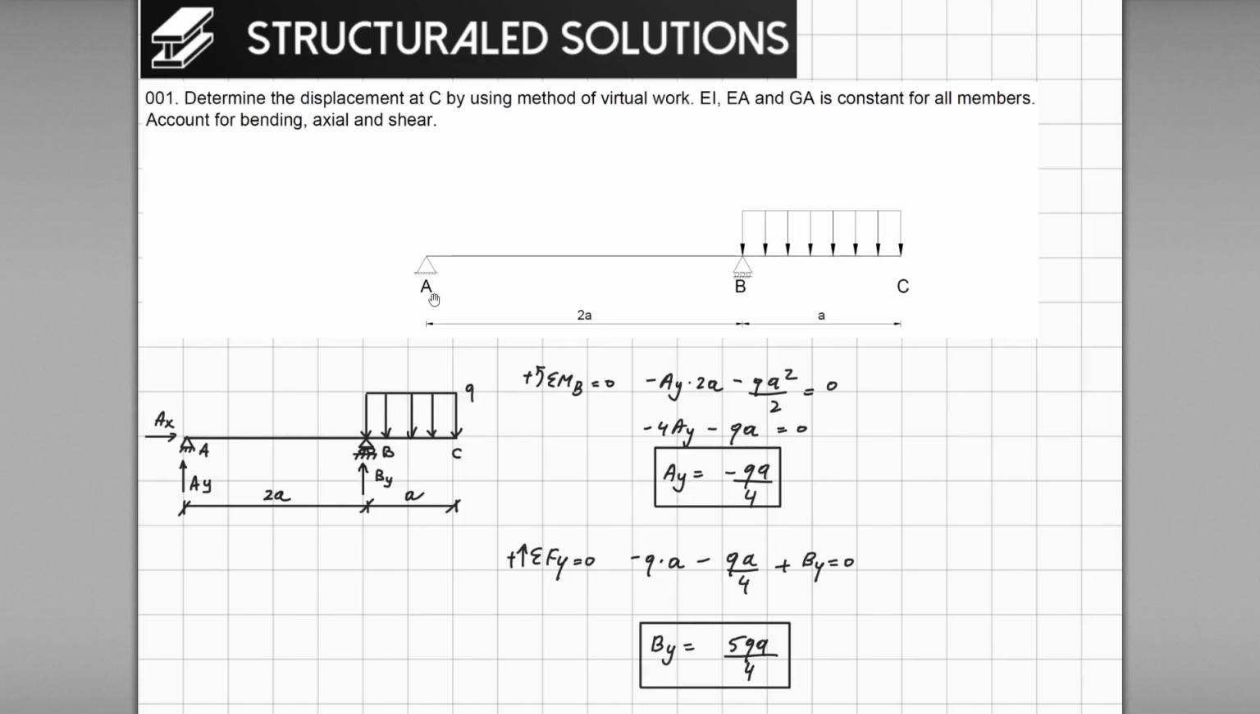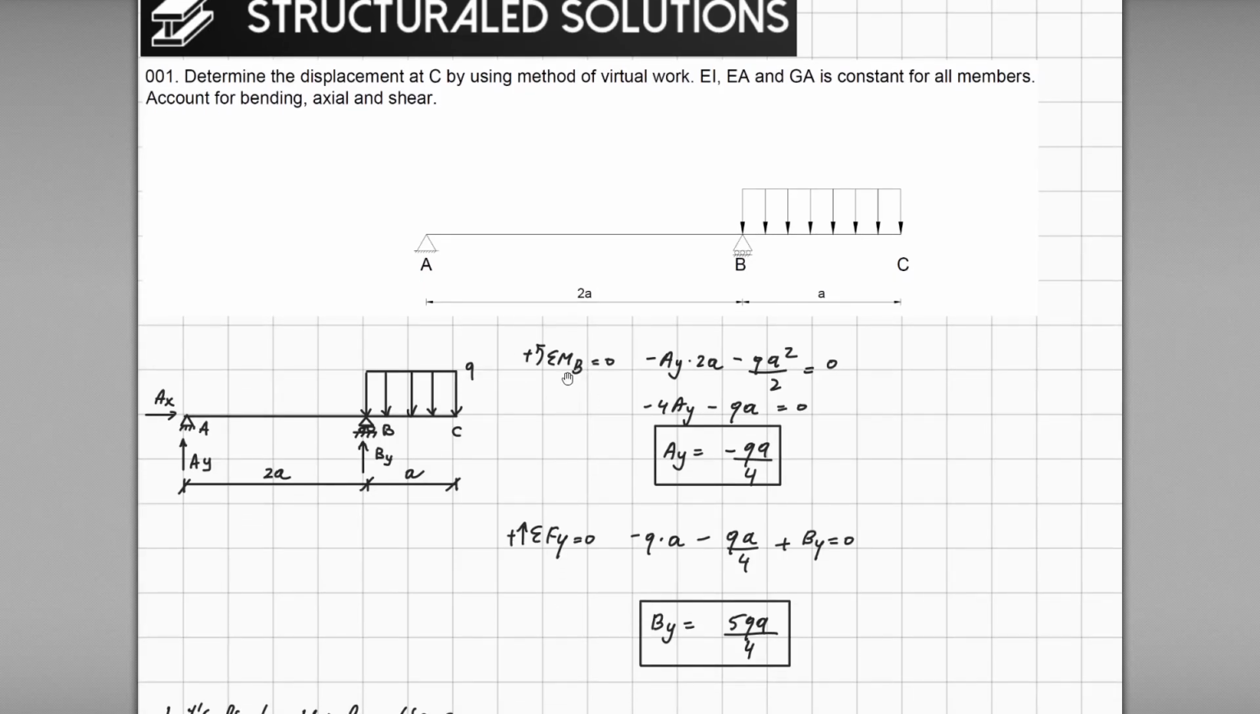As can be seen from the figure, we have a pin support here and a roller support, so basically the structure is going to be statically determinate. Therefore, we are going to have three unknowns and three equations to solve for. The first step is to find the support reactions on this beam, and by utilizing the equilibrium equations, we can easily do that.